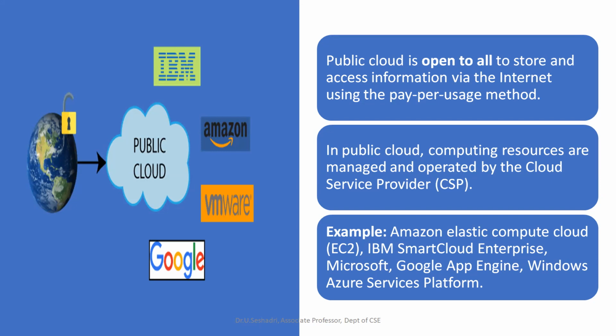For example, if we are using Azure, Azure is the cloud service provider and will take care of computing resources, management and operations. If we are using AWS, it is the cloud service provider. It will take care of computing resources, operations and maintenance. The examples I have mentioned for public cloud are Amazon, IBM SmartCloud, Microsoft Azure, and Google App Engine.